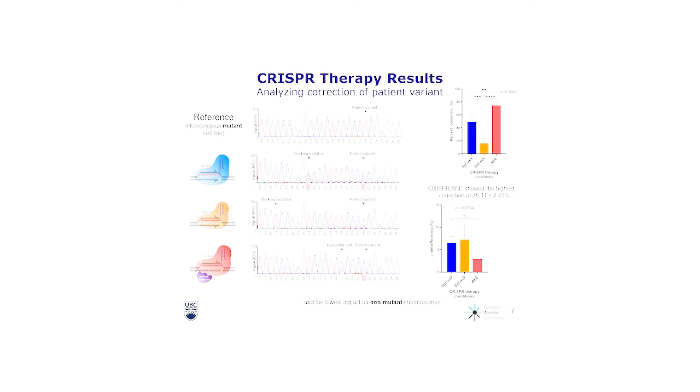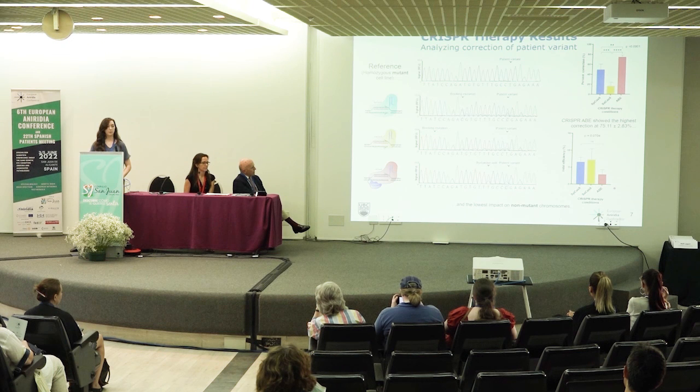So these results were quantified, and we found that the base editor had the highest average correction at 75%. And when we introduced these conditions into the non-mutant cell line, we found that the base editor had the lowest impact on non-mutant chromosomes, which is ideal for the purpose of therapy development.